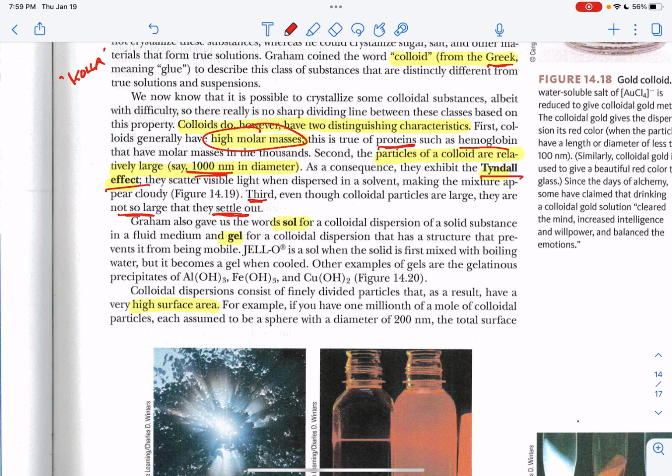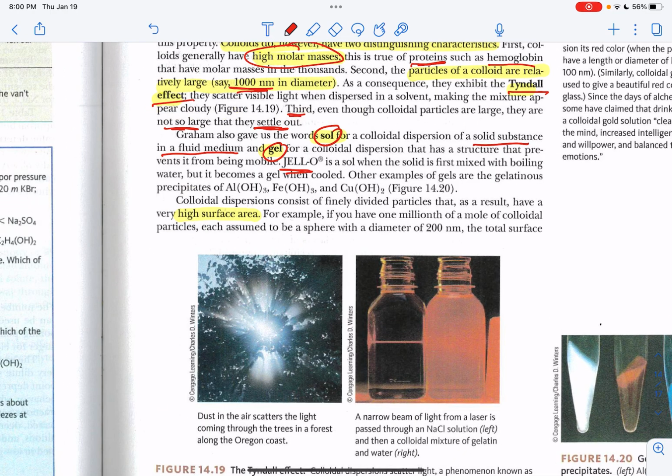Now, some of the vocabulary words that surround this is the word sol, and that's going to be a solid that's dispersed in a liquid. The word gel, which is going to be suspended or dispersed in. The word gel, you recognize that in the popular salad or dessert called Jell-O.